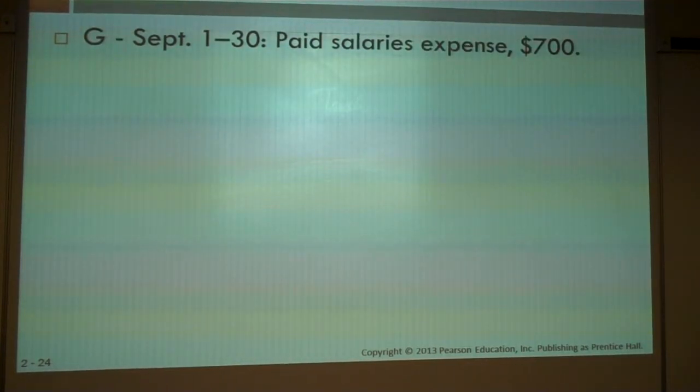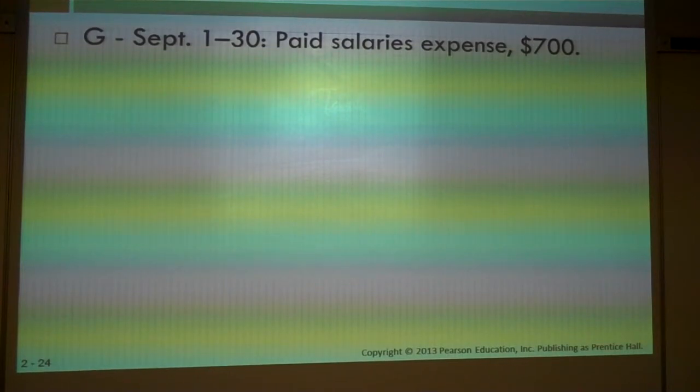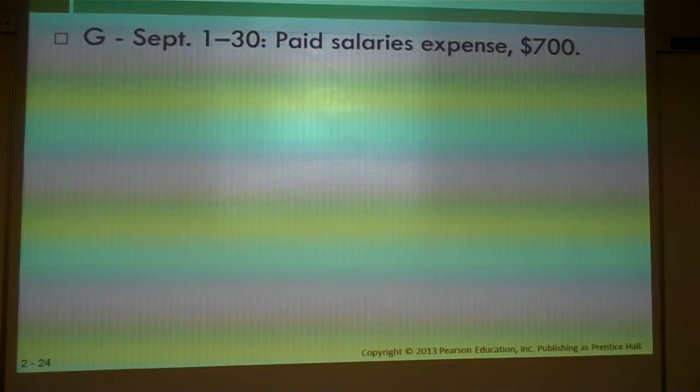G, paid salaries expense, $700. What accounts are affected? Cash and salaries expense. We'd have to look at the chart of accounts to see the correct name for that account. Paid. What happened to cash? Credit. So what does the salaries expense have to be? The debit.